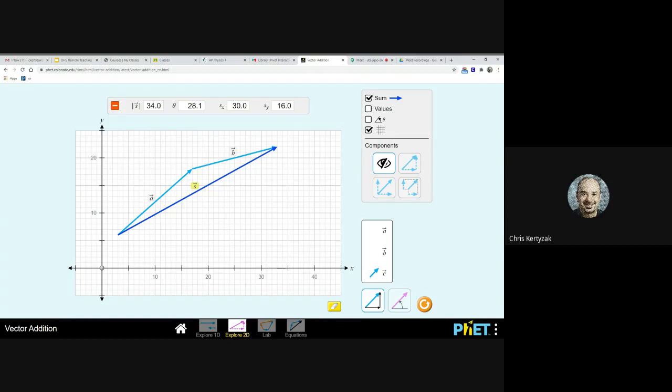Our goal in adding vectors together is always to define the new vector, the resultant vector, in terms of its length, magnitude, and its direction. And that's what I'm going to show you now.